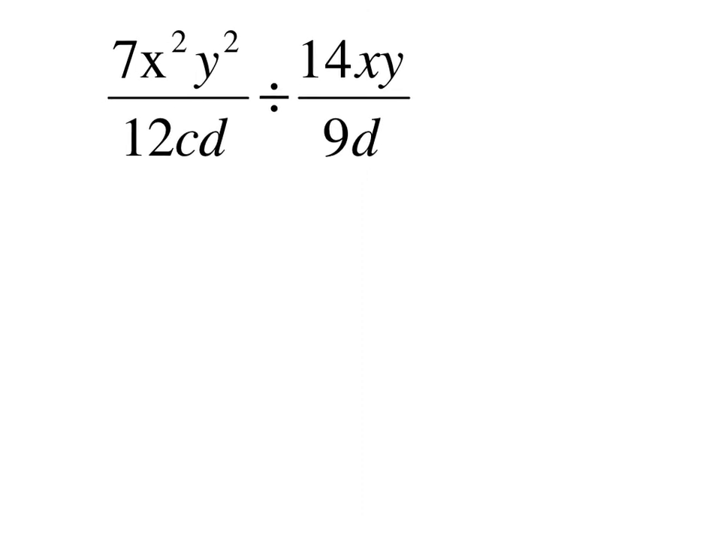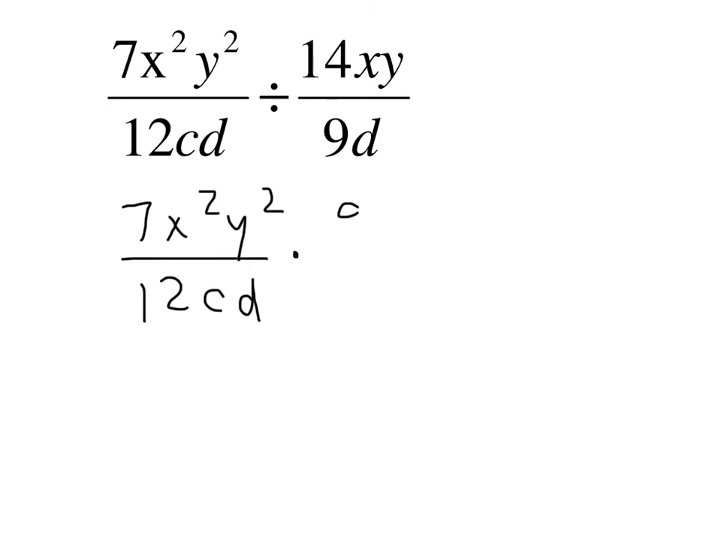First example, we're dividing by 14xy over 9d. Leave the first fraction as it is. Flip and multiply. We're looking for anything anywhere in the numerator to cancel with anything anywhere in the denominator. I see that these d's cancel. I'd like to get rid of them.